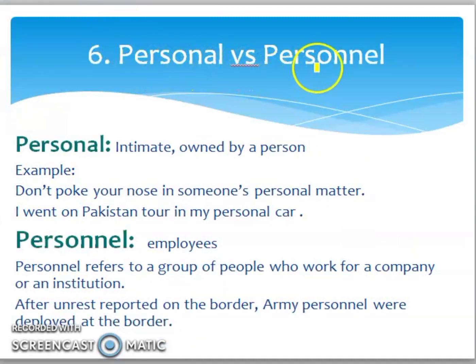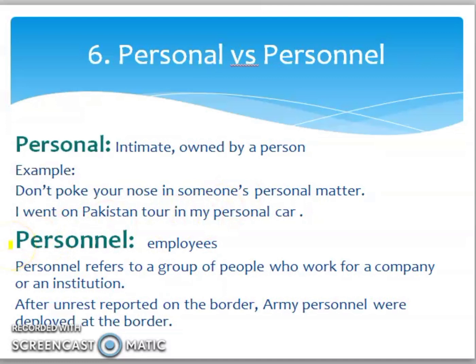Personal versus personnel. Now the pronunciation seems the same, but the spelling varies. Let's see what is the difference. Personal means intimate, owned by a person. Okay? Example, don't poke your nose in someone's personal matter. The second example, I went on a Pakistan tour in my personal car. Personal means something that is owned by a person.